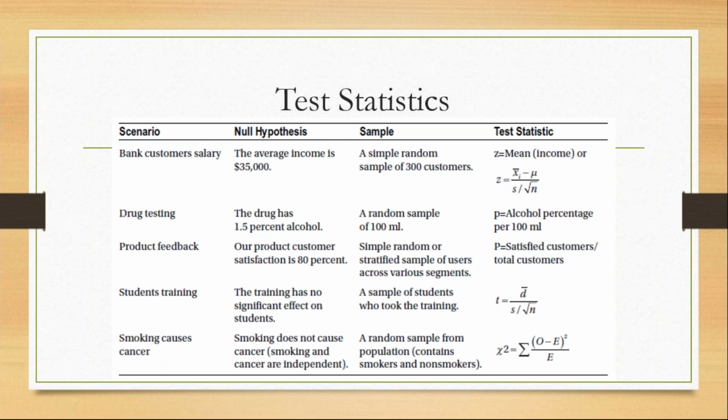Yes, Darshan, that is correct. Sample size less than 30, t-test, and sample size more than 30, then z-test. That is absolutely correct.